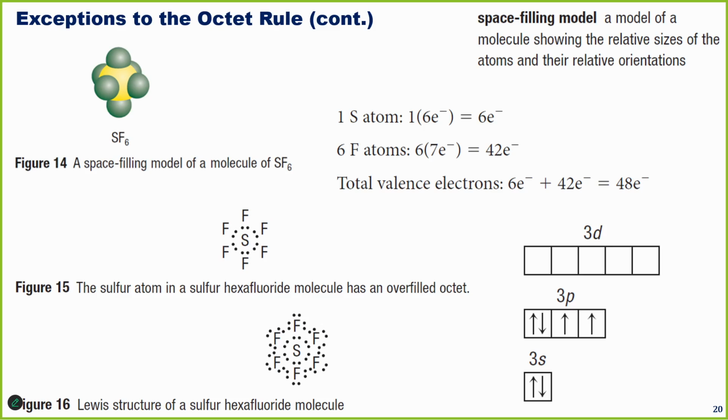And note that in figure 14, 12 electrons form the S-F bonds. The total number of valence electrons is 48. So there are 36 electrons unaccounted for. Since fluorine atoms always follow the octet rule, we can complete the octet for each of the 6 fluorine atoms to give the Lewis structure shown here in figure 16. So this structure uses all 48 valence electrons for sulfur hexafluoride, but the sulfur atom has 12 electrons around it, which exceeds the octet rule. So how is this possible?